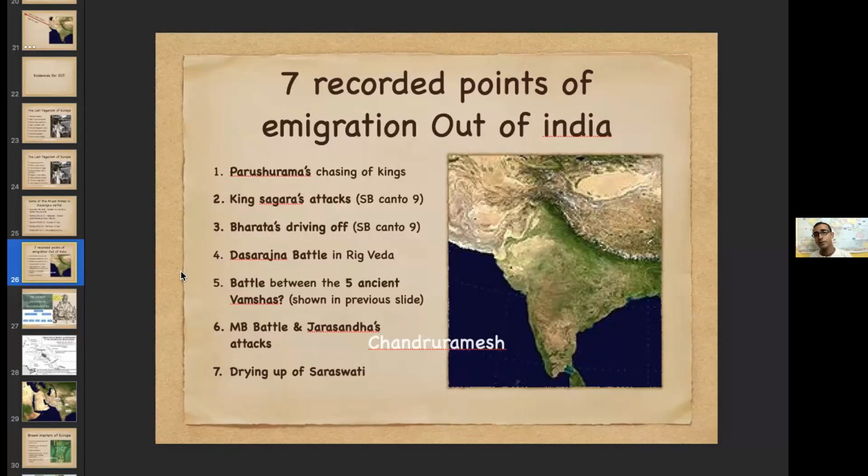And finally, the drying up of the Saraswati River around 1900 BC, approximately. What happens is the Saraswati River dries up due to various natural reasons.